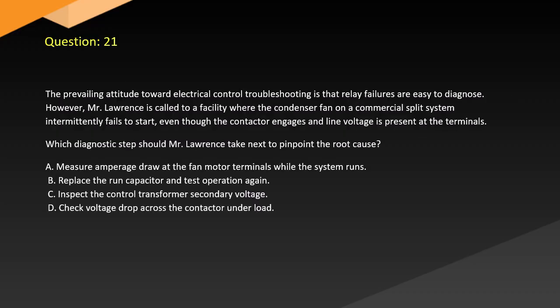Question 21. The prevailing attitude toward electrical control troubleshooting is that relay failures are easy to diagnose. However, Mr. Lawrence is called to a facility where the condenser fan on a commercial split system intermittently fails to start even though the contactor engages and line voltage is present at the terminals. Which diagnostic step should Mr. Lawrence take next to pinpoint the root cause?